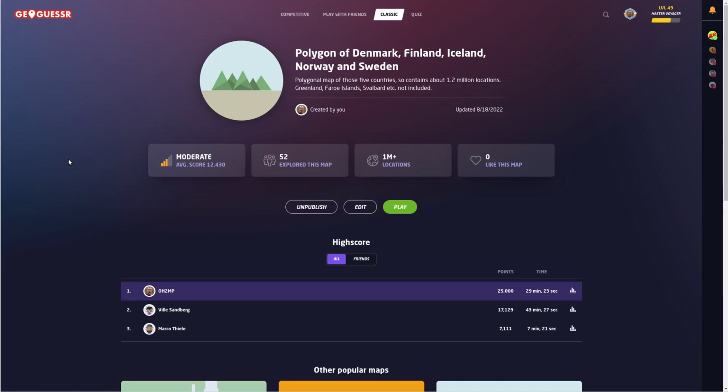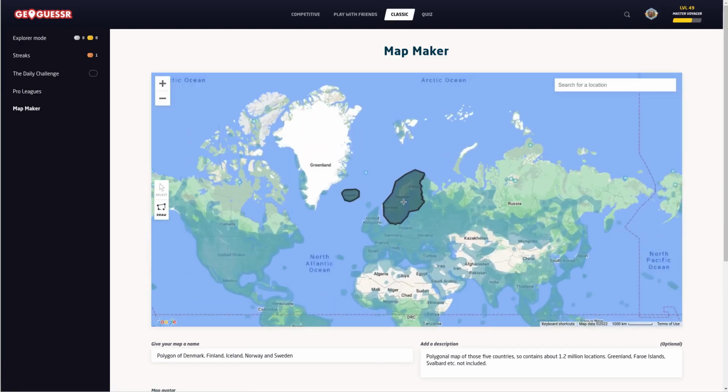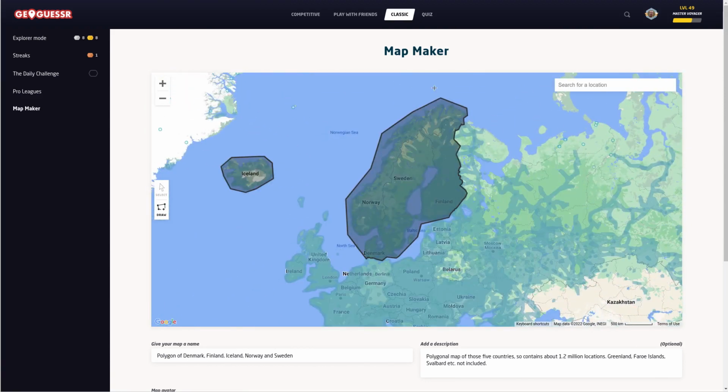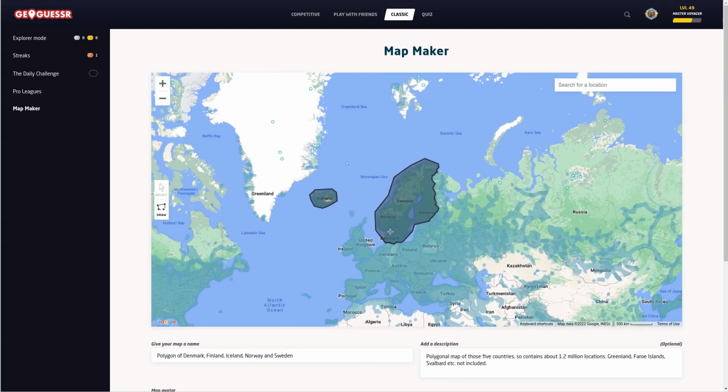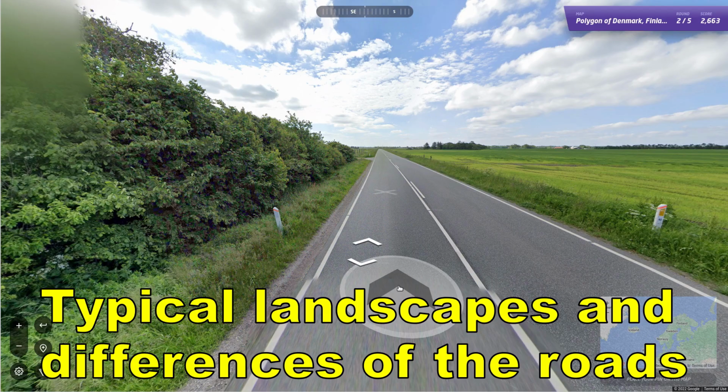Hello, I decided to make yet another Nordics guide for GeoGuessr. I created this kind of a map, which I'm using making this video. This contains only the continental parts of these 5 countries. I excluded Greenland, Svalbard, Faroe Islands, because they are something different. So, let's look at the typical landscapes and the differences between these countries.